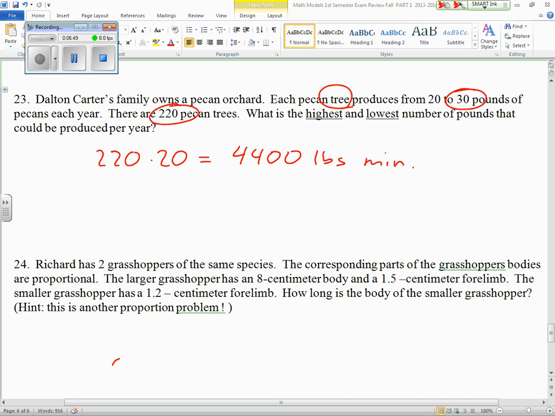Or they could produce up to 30. 220 trees, 30 pounds each. Maximum.